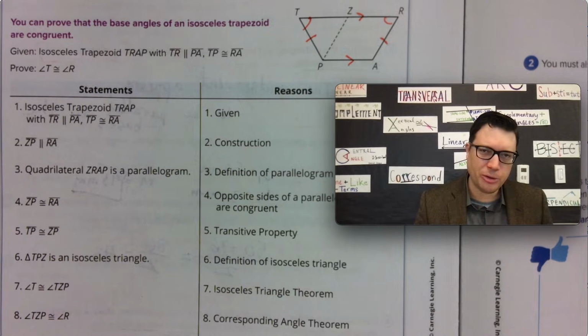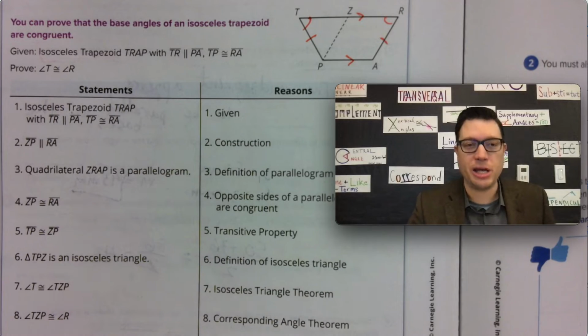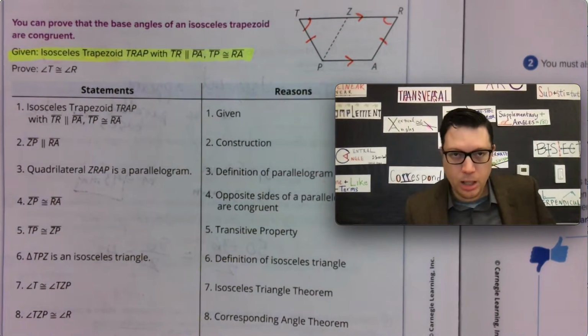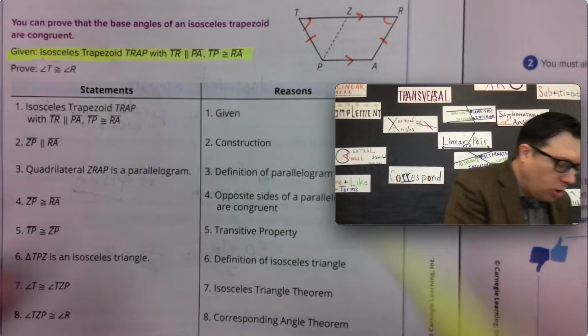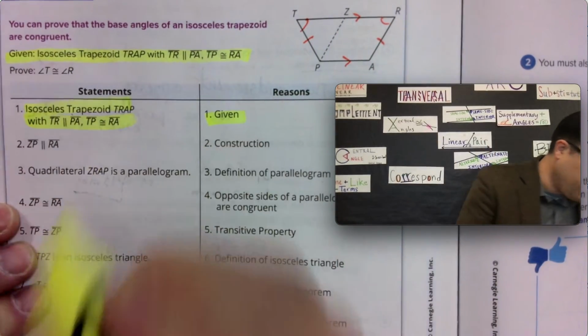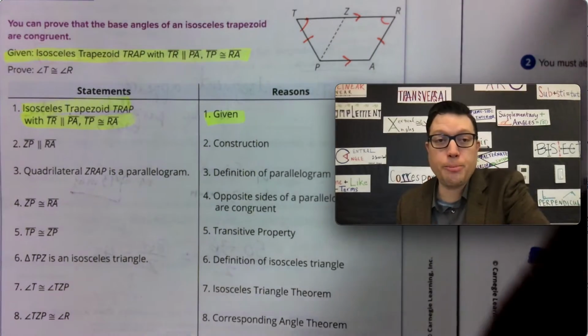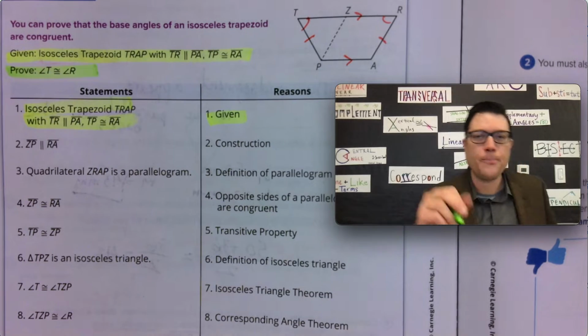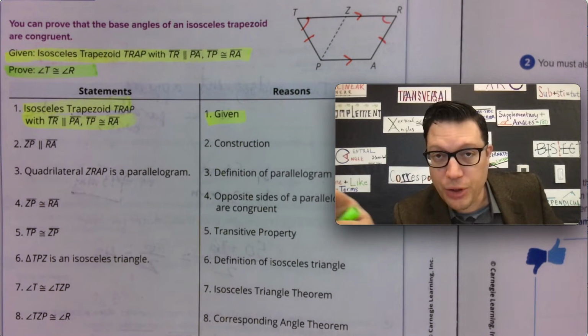Let's do the two-column proof for what's here. Now, we always start with the given. When the given statement is provided, we need to put that first, and all of that is going to go first. And then if you notice the prove statement, prove that angle T and angle R, those are the base angles, are congruent.